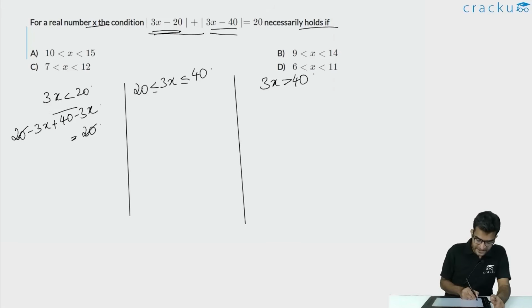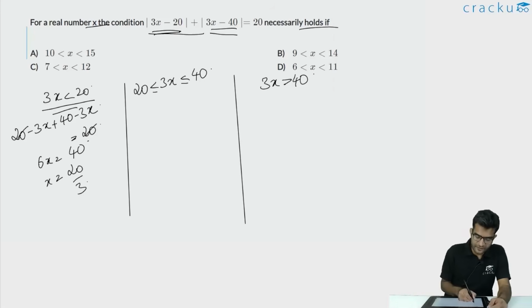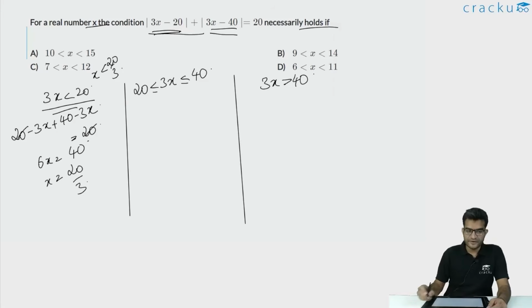So you are given that 6x will be equal to 40, or the value of x will be equal to 20 divided by 3. But in this case, we are looking for 3x is less than 20, or we want the value of x to be less than 20 by 3. We don't want x to be equal to 20 by 3. So there is no value of x in this given interval for which the given equation is satisfied.